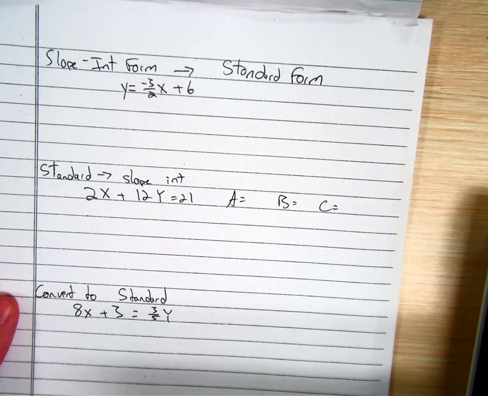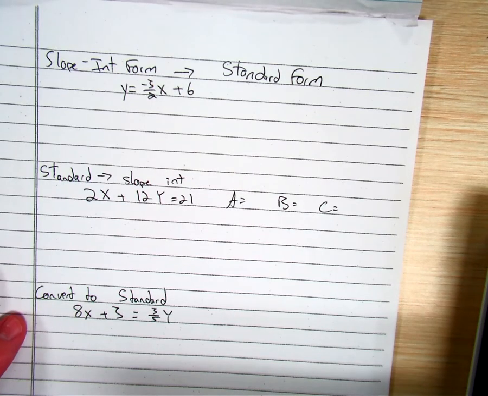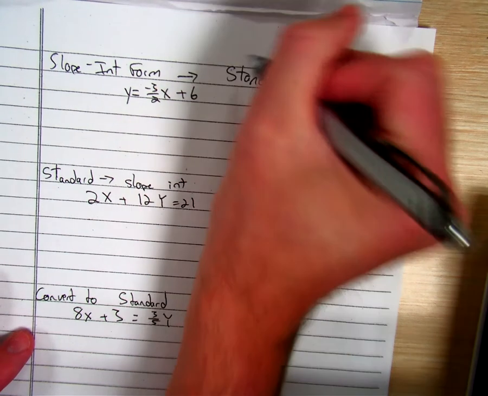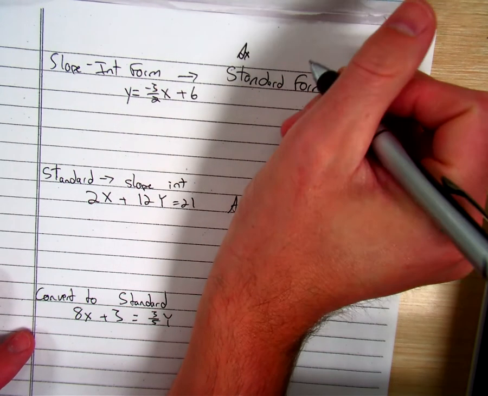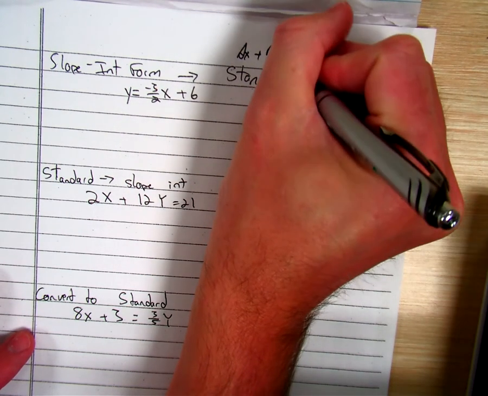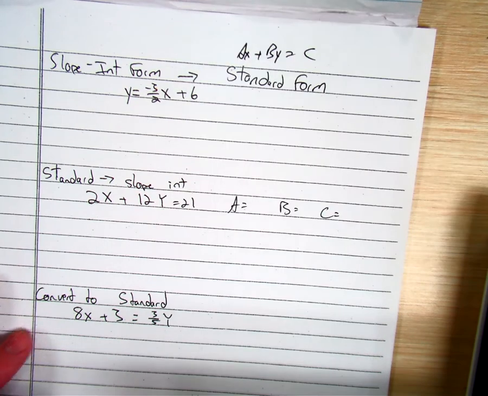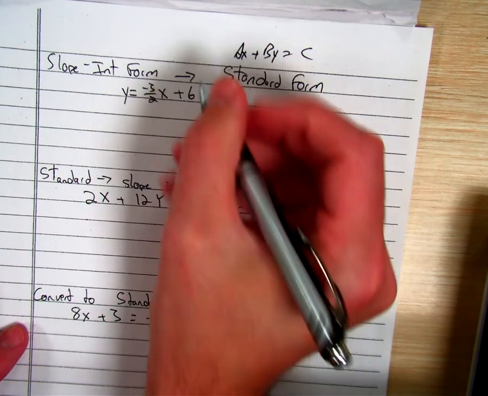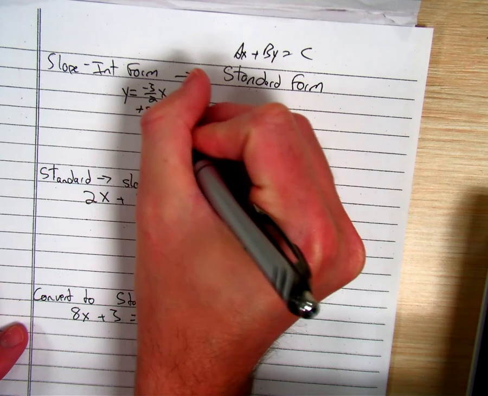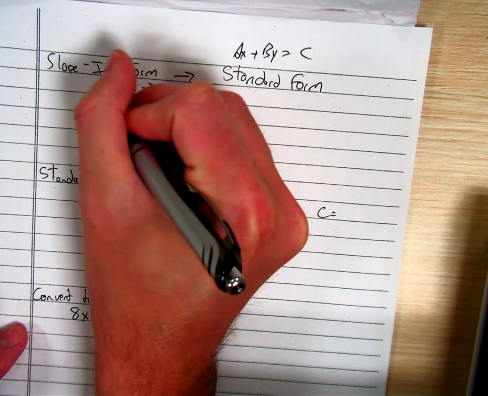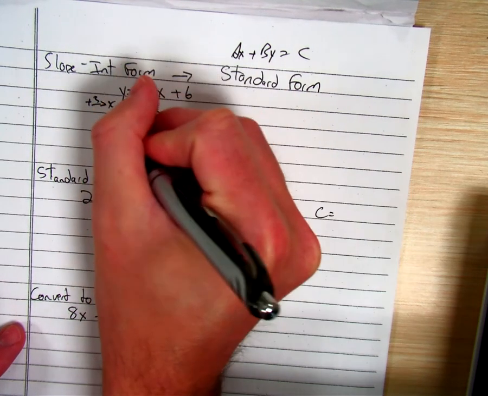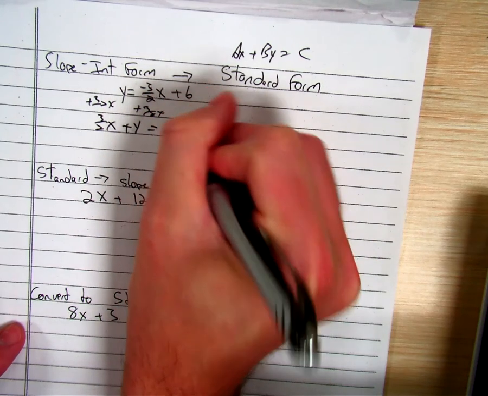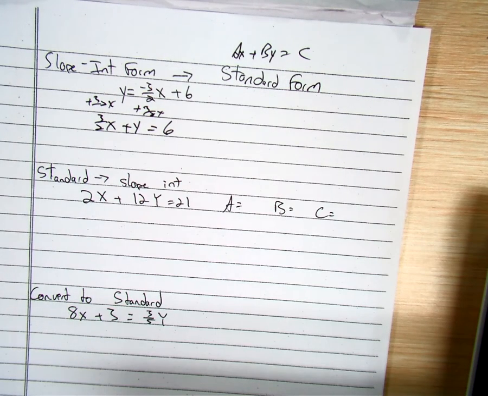Going slope-intercept form to standard form. Flip it back. Okay, remember, standard form is ax plus by equals c. So we want x and y on the same side. So I got to add this over, plus 3 halves x. So I got 3 halves x plus y equals 6. Okay, they're all over there together.